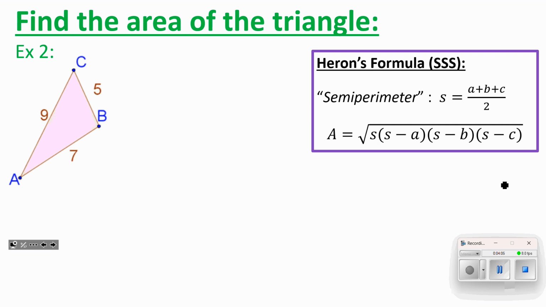It doesn't really matter if you label the angles or not, because what's important is you know all 3 sides. So your first part you're going to do is just find the semi-perimeter, which is 5 plus 7 plus 9 divided by 2.